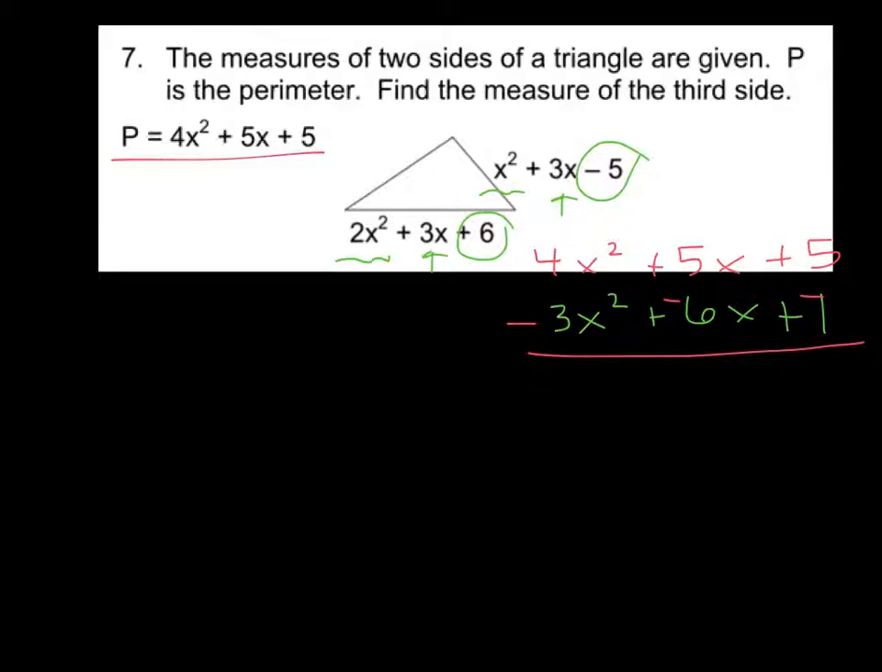Now I can combine like terms. So I have 4x squareds minus 3x squareds, which makes 1x squared. I have 5x's minus 6x's, which makes a negative 1x. I have 5 minus 1, which makes positive 4. What this tells me is that the missing side right here is equal to x squared minus x plus 4. Okay? All right, let's look at another one.